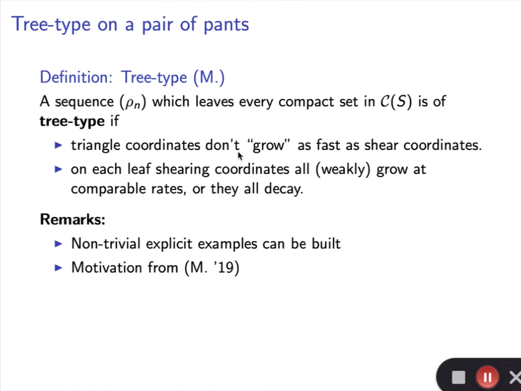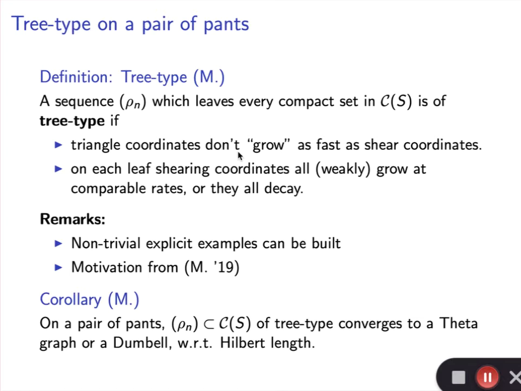And again, the main motivation is from Thurston, but there are also combinatorial descriptions from a paper I wrote in 2019, my thesis. But it's worth pointing out that one can also produce non-trivial explicit examples just by hand, just using the shear coordinates and describing the coordinates. And so a very easy corollary of our main theorem, which is going to come later, is that on a pair of pants, if you take a sequence of representations of tree type, as defined above, with respect to the Hilbert length, you converge to either a theta graph or a dumbbell, very explicitly.